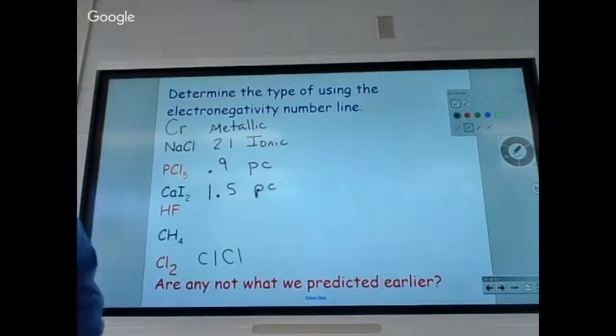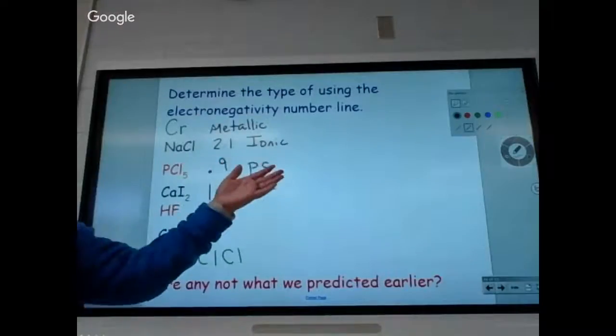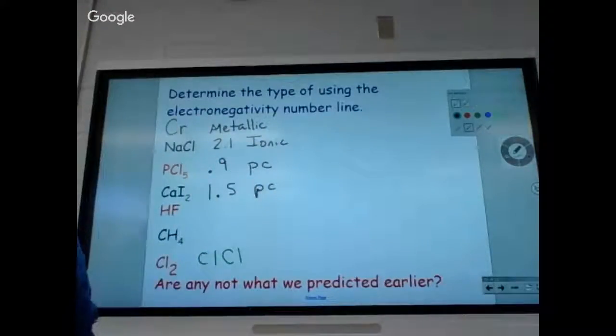Yes, ma'am. So you wouldn't use the 5, the subscript? No, you just look up the elements, subtract, and get the positive difference. The subscripts mean nothing.